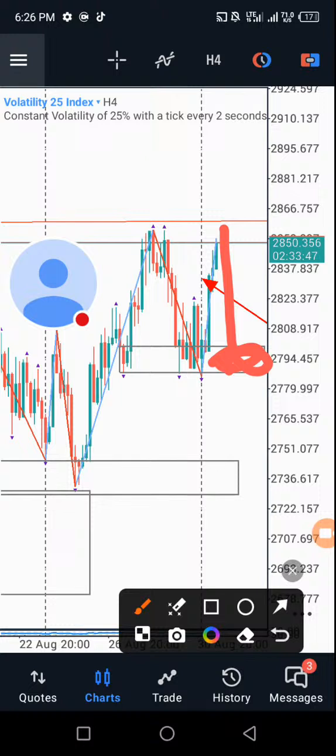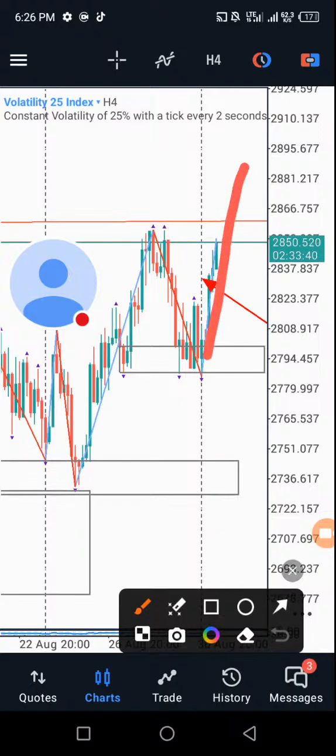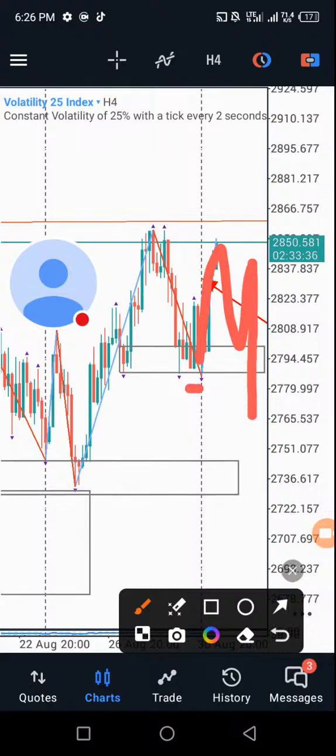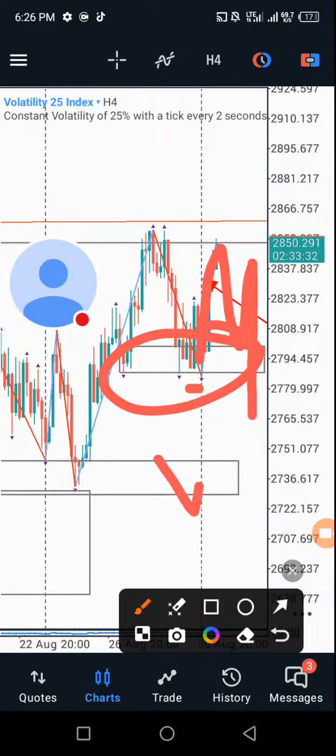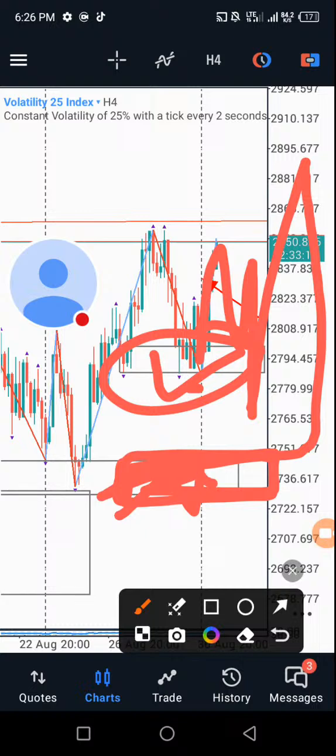If price does not break out, and price just comes and takes out this level here, this is where we are going to be targeting for our entry. If price does not come back after taking this level and breaks out, we are still going to be waiting and targeting for this level.